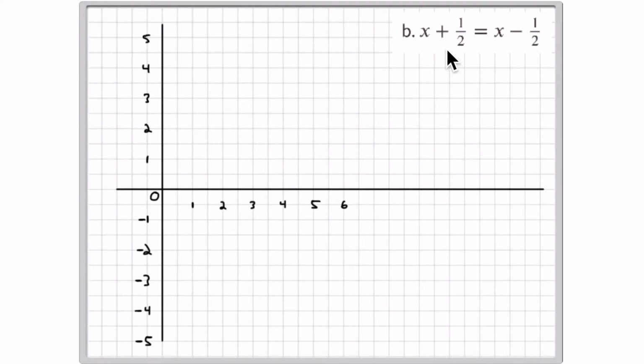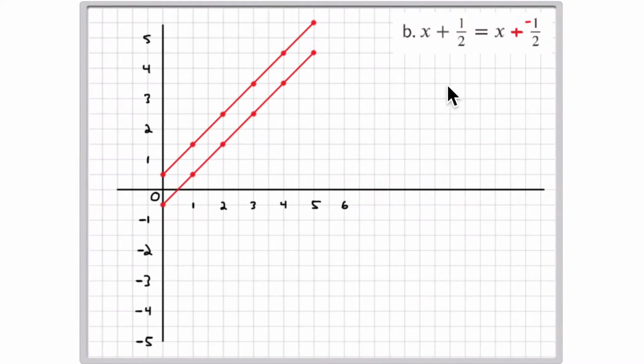B, same slope, 1x, 1x, but they have a different y-intercept. So this is 1x plus a positive 1/2, so it's going to cross the y-axis at a positive 1/2. This is going to cross the y-axis at a negative 1/2. So once again, there is no value of x that will make this equation true. So it has no solution. So you're going to get parallel lines. The y-intercept here is a positive 1/2. The y-intercept here is a negative 1/2.